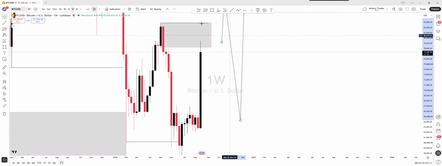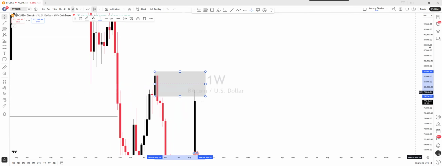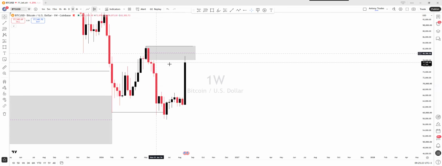The market has already tapped into that zone. We have already tapped into that kill zone there. So if this pair wants to sell, then that is the last place it will need to sell from. So what will we be waiting for to see here?